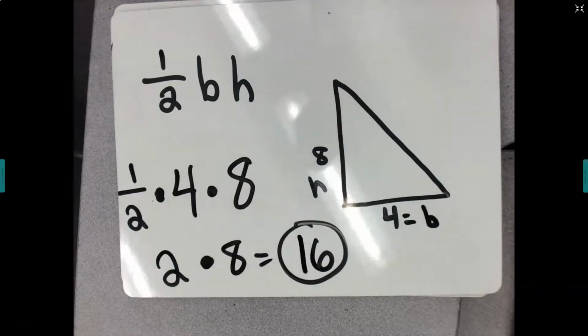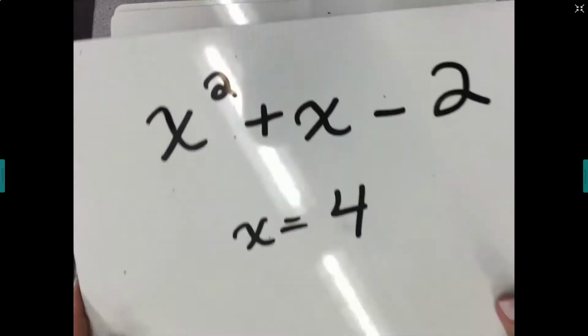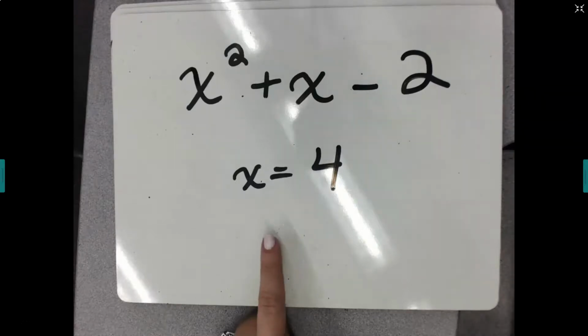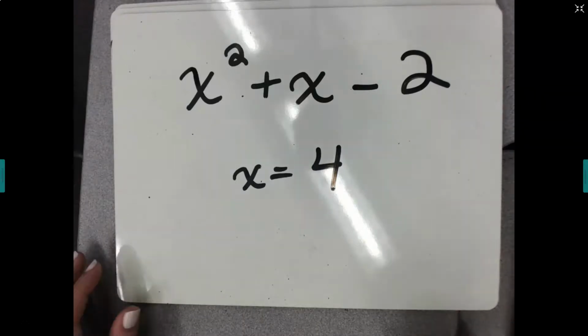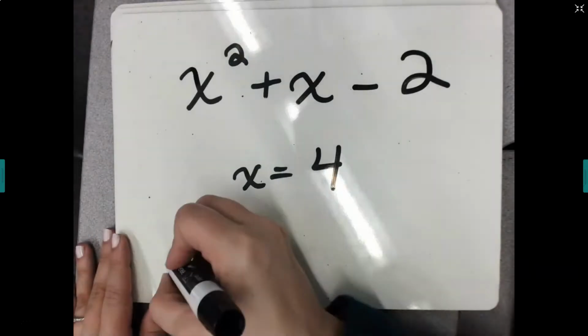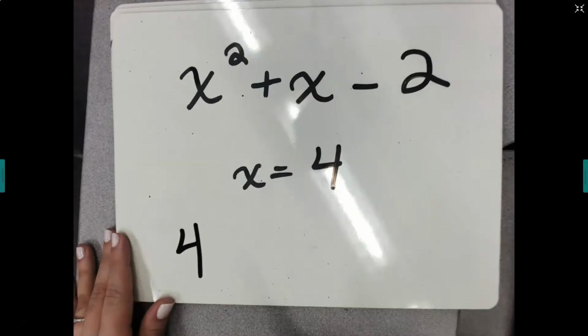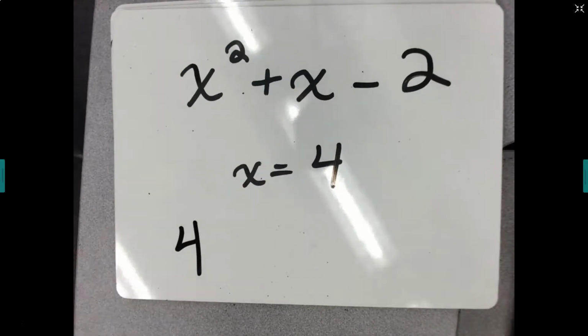Let's try one more complicated example. This time I have this expression, x to the second power, or x squared, plus x minus 2, and I'm evaluating it for this value of x equals 4. So how do I begin? Well, every time I see an x, I'm going to write this value instead. That's what substitution is.